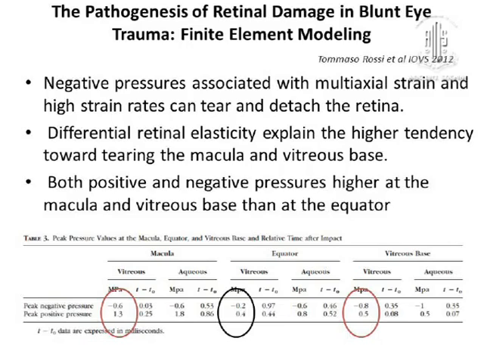As you can see, regarding the peak negative pressure and peak positive pressure, the negative pressure is created at the time of impact, and positive pressure is created when the bearing ball comes back. Both are highest at the macula and vitreous base as compared to the equator. Thus the breaks are generally seen either at the macula or at the vitreous base.